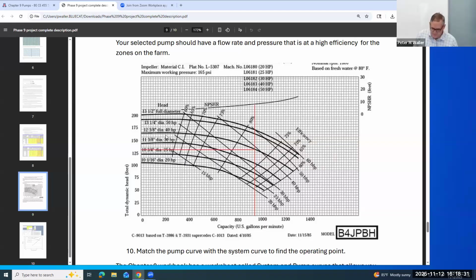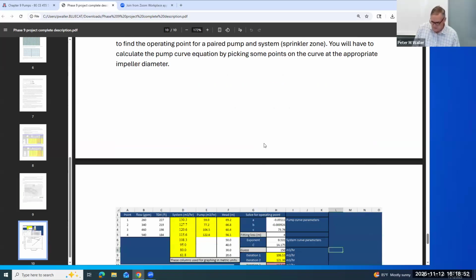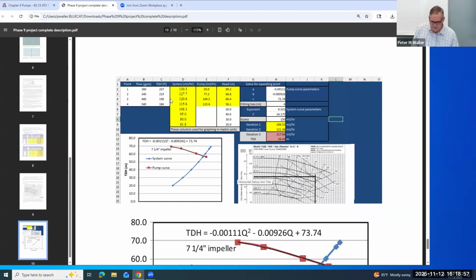Then you need to make an equation for the impeller that you chose. You have a series of pressures and flow rates along this curve. There's a system and pump curve worksheet in your chapter 9 workbook called System and Pump Curves that allows you to put in flows and pressures, and it'll calculate an equation for you. And then it'll find the operating point.